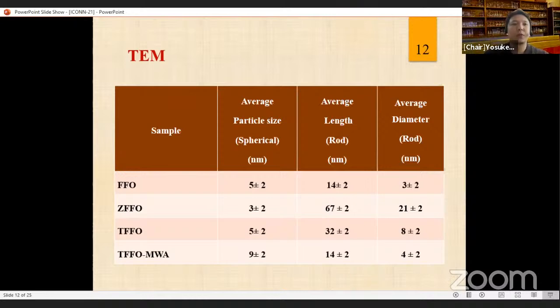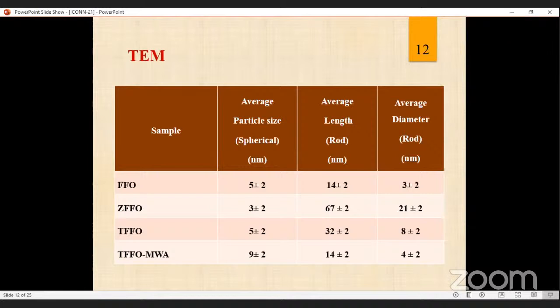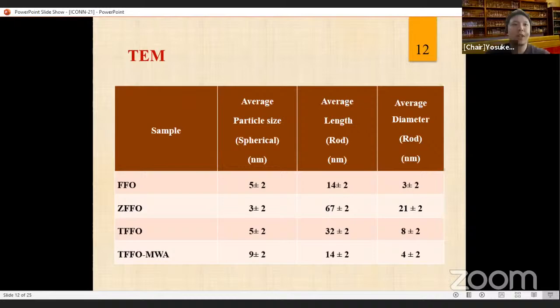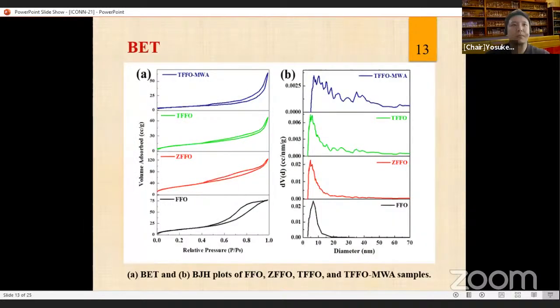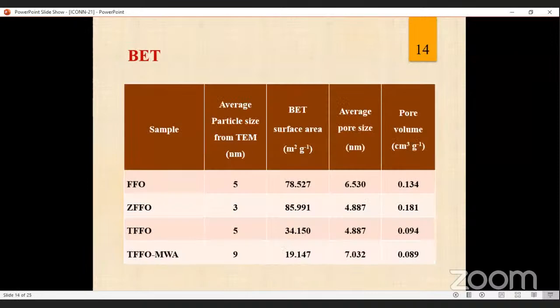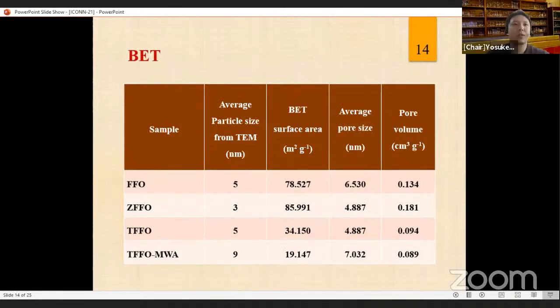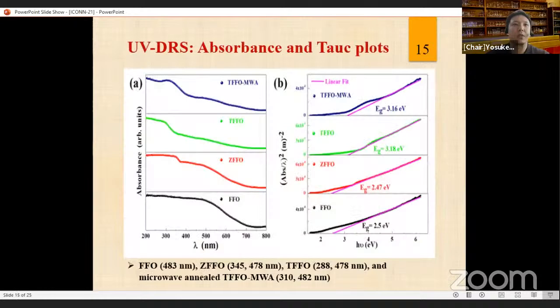So now we have to move to the discussion, and please just go to the conclusion slide. Okay, so this is a BET analysis where we found that. Okay, no, just go to the conclusion slide page.